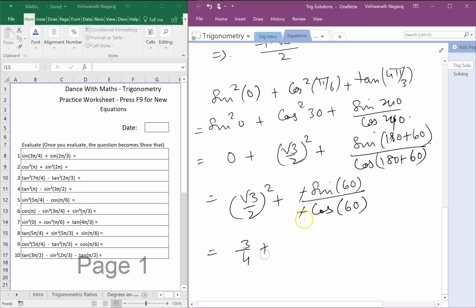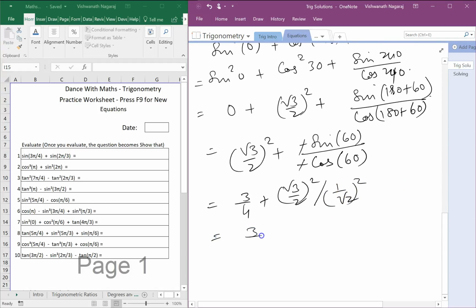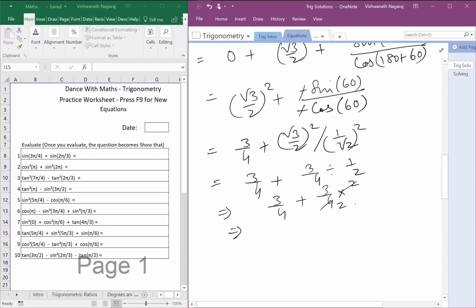This becomes 3 by 4 plus sine 60, which is root 3 by 2, squared, divided by cos 60, which is 1 by 2, so 1 by root 2 squared. 3 by 4 plus 3 by 4 divided by 1 by 2. 3 by 4 plus, remember this can be written as reciprocal multiplication, so 3 by 4 times 2. See, once you have substituted the values for sine and cos, it becomes pure algebra. So let's take the LCM: 3 by 4 plus 6, which is 9 by 4.